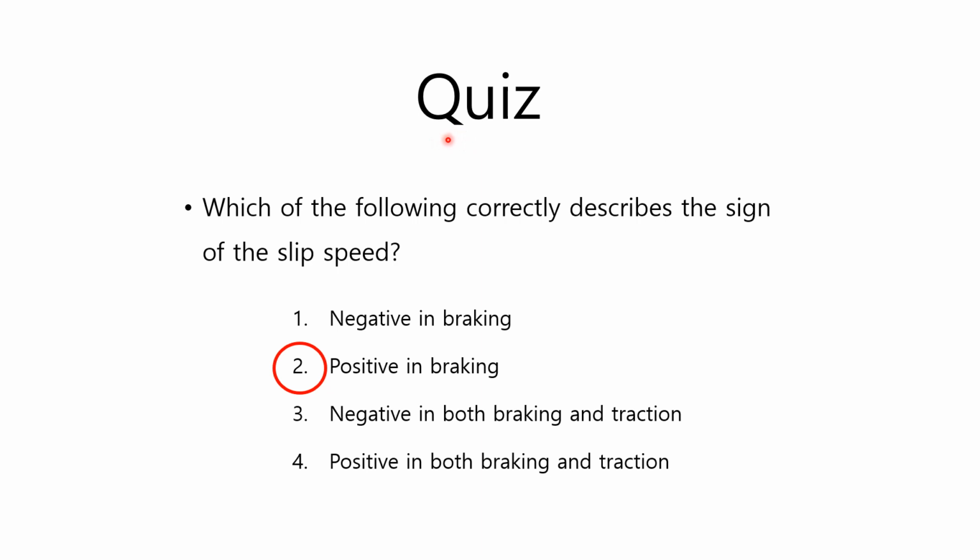Let's find the answer to the quiz. Which of the following correctly describes the sign of the slip speed? The answer is number 2, positive in braking.